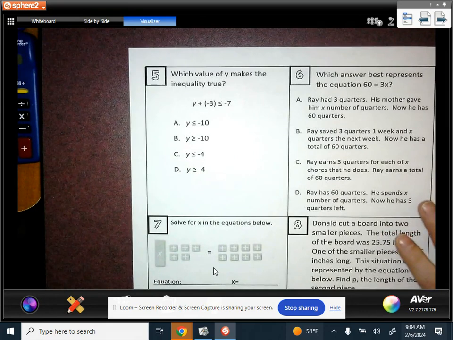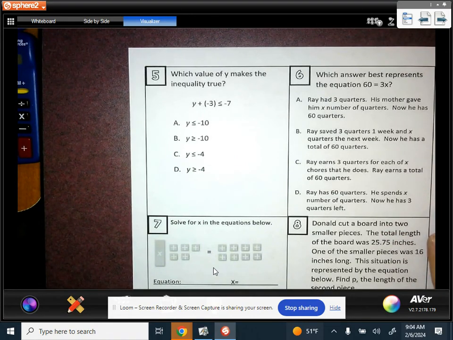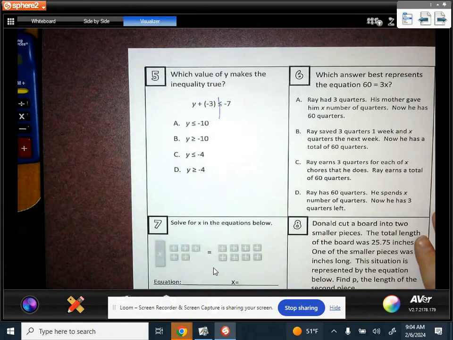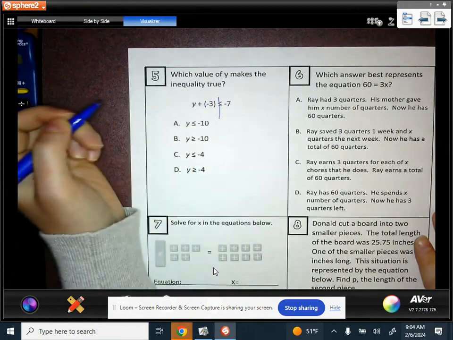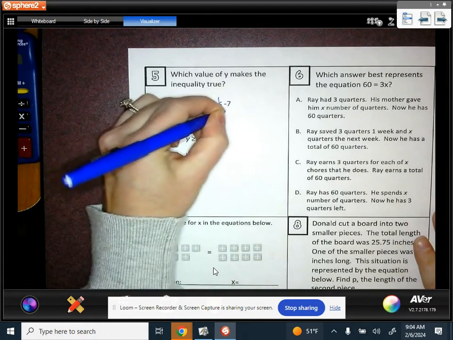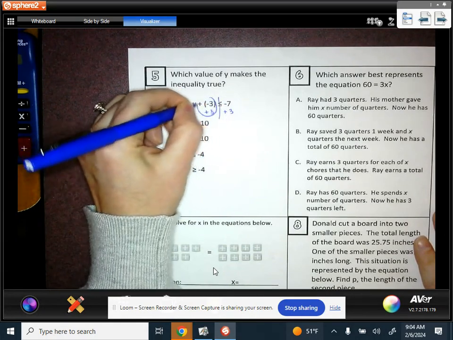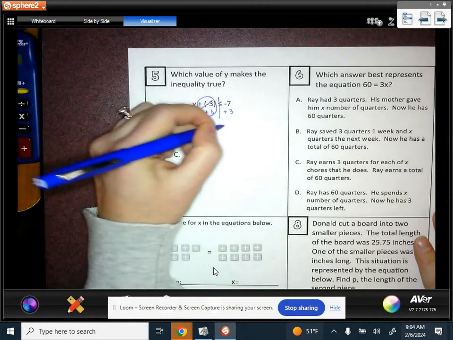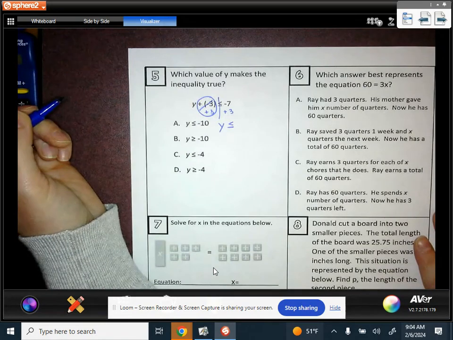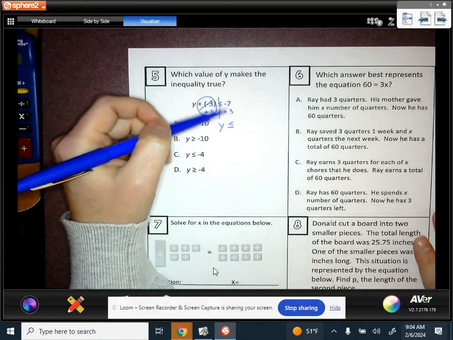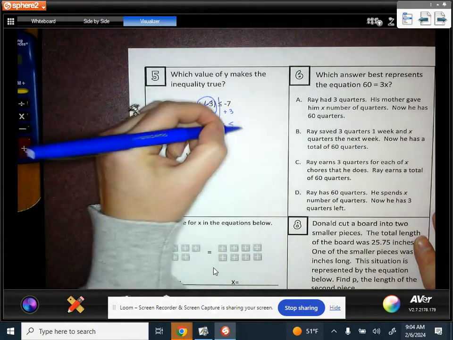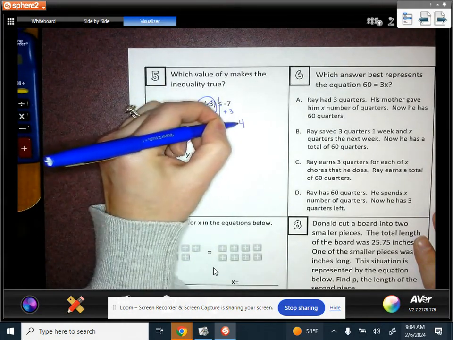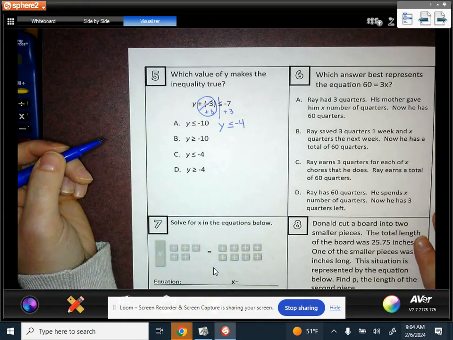Question number 5 says, which value of y makes the inequality true? You could plug all of those in, but honestly, the easiest thing is to solve it. So draw your line down there, and we're trying to get rid of -3. We can do that with +3. Because remember, the -3 and the +3, that's all 0 pairs. That's going to go away, leaving just y. Our symbol stays the same. Over here, we have different signs. Different signs, we find the difference, which is 4, and we have more negatives. So it's going to be y is less than or equal to -4.